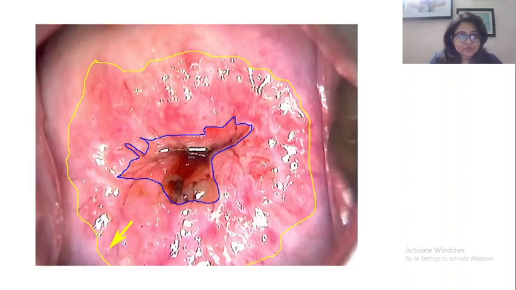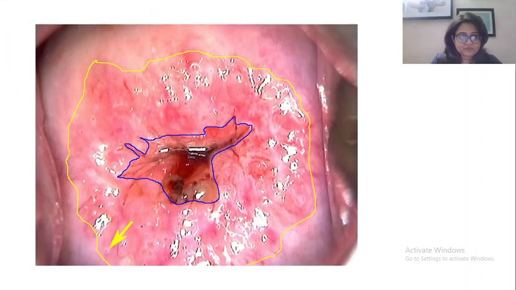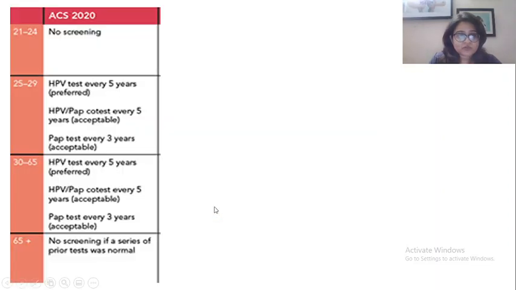All right, so moving on, this is how the transformation zone looks. Okay, so you can see, sorry, let me just go back. Yeah. This is how the transformation zone looks. The yellow outline towards the periphery is the old squamocolumnar junction, and this blue line inside is the new squamocolumnar junction. So the area between the yellow and the blue line is called the transformation zone.